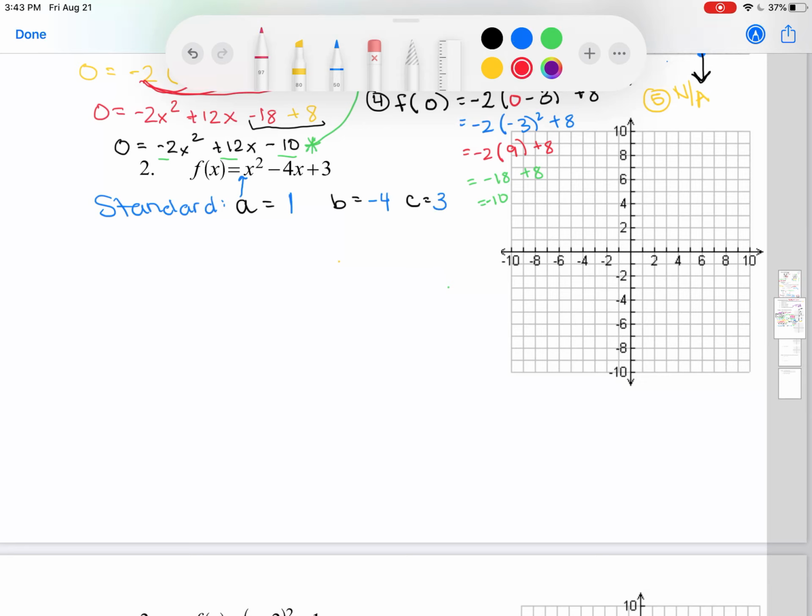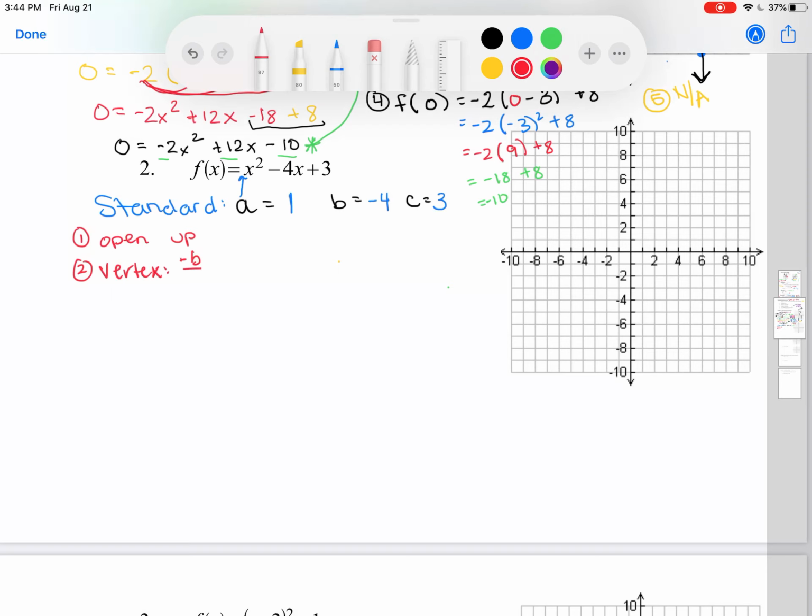All this information is going to help me in my 5 steps. So step 1, is my graph going to open up or open down? Based off of an A value being positive 1, I know that my graph is going to open up. For step 2, in order to find my vertex, I need to have the formula negative b over 2a.